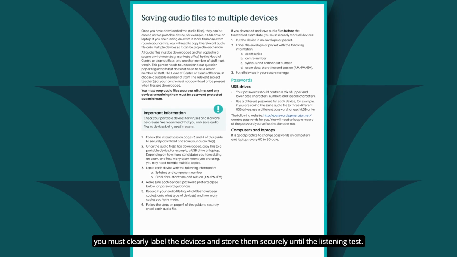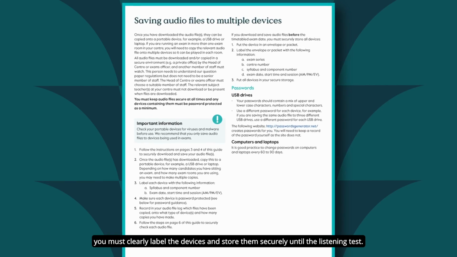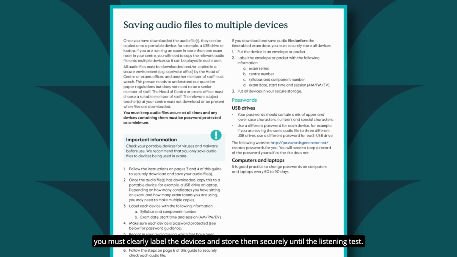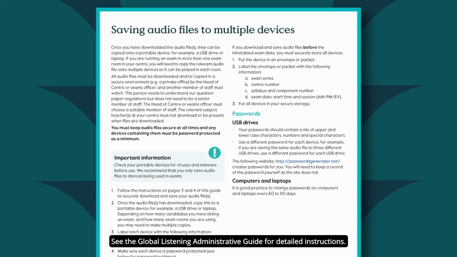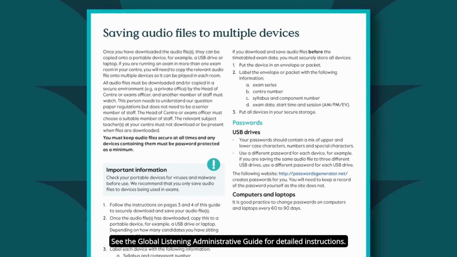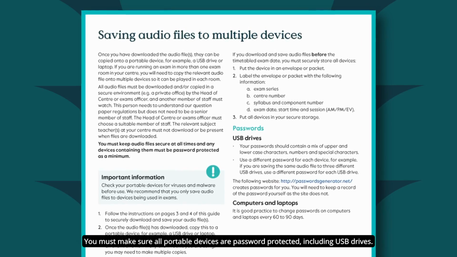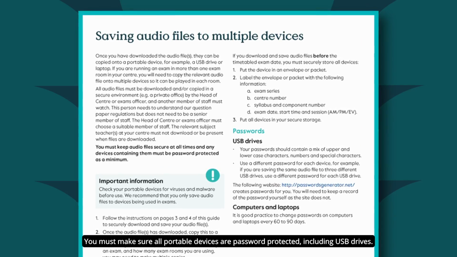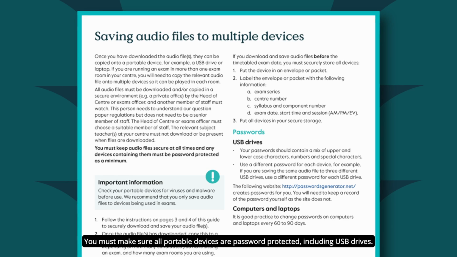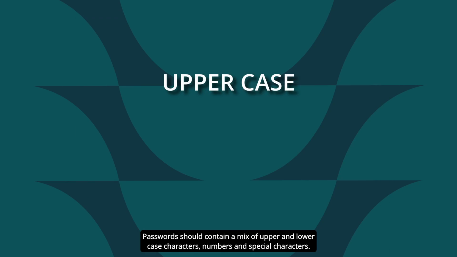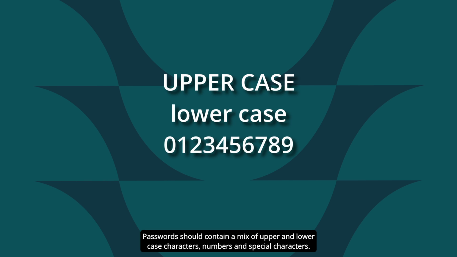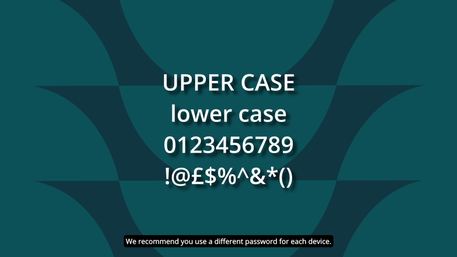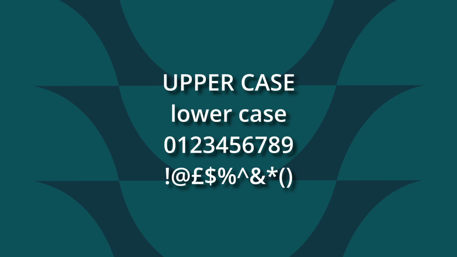If you need to copy your audio files to a portable device, such as a USB drive or laptop, you must clearly label the devices and store them securely until the listening test. See the Global Listening Administrative Guide for detailed instructions. You must make sure all portable devices are password protected, including USB drives. Passwords should contain a mix of upper and lowercase characters, numbers, and special characters. We recommend you use a different password for each device.